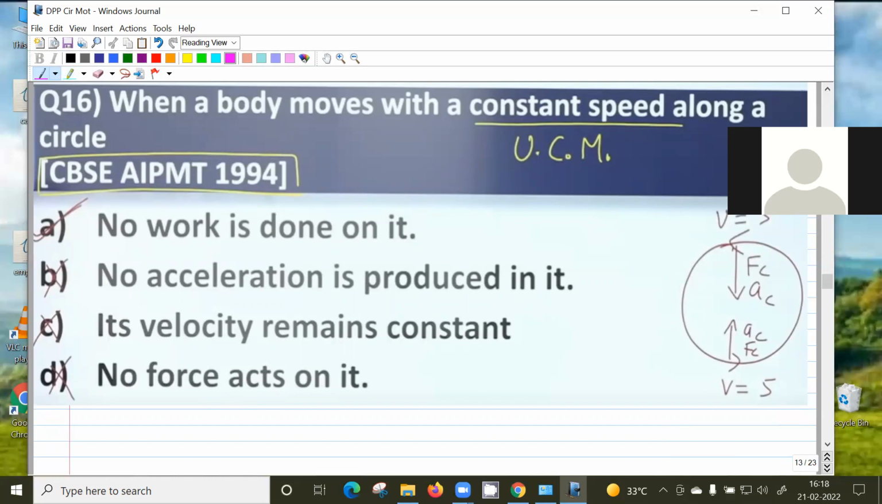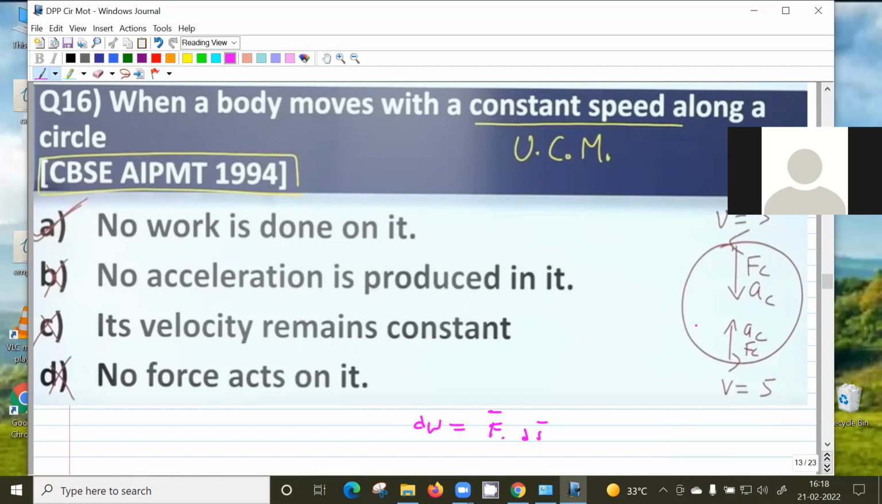What is the answer? Yes, sir. But can you please explain the answer, sir? No work is done on it. No, you cannot figure that out. Okay, what about acceleration? Acceleration is there or not? Yes, sir. The rest of the options I understood, sir. But option A, why is it? Work done is what? F dot ds, no? Yes, sir.